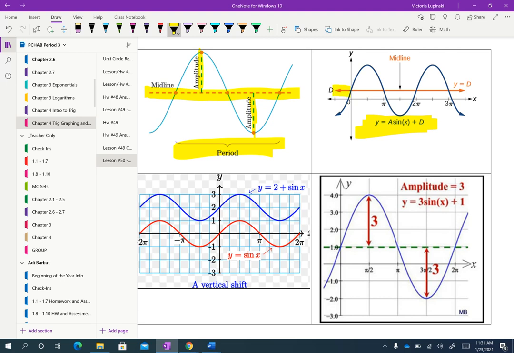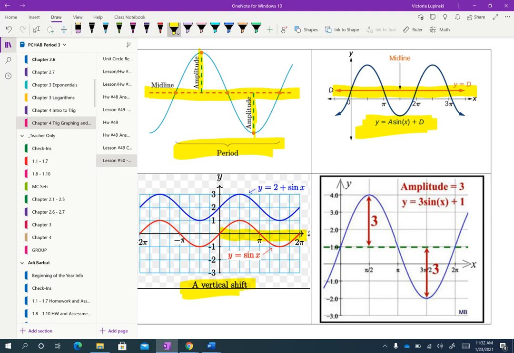Here we have another example of the midline, and now we're understanding that in each of these cases, whatever that D value is, that is going to be the equation of the midline, the Y equals. Then we have just a quick look over here in the bottom left. We're calling this a vertical shift. So notice you have your parent function sine in red there. Notice that the midline is 0. All the midlines so far have been 0.